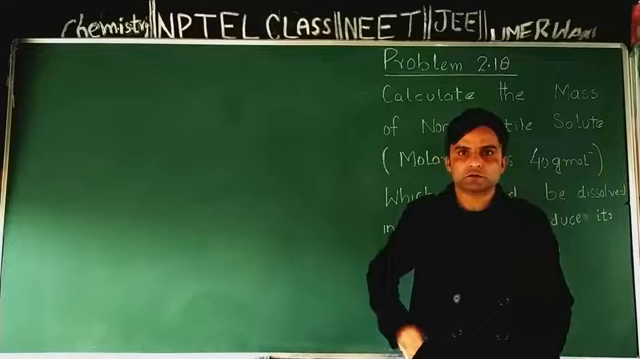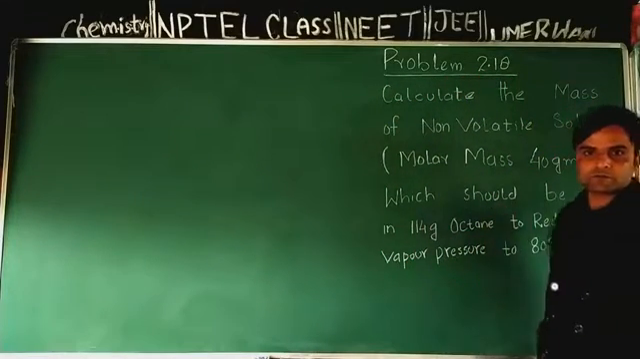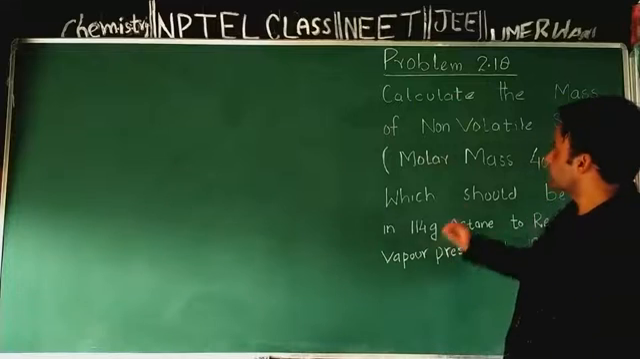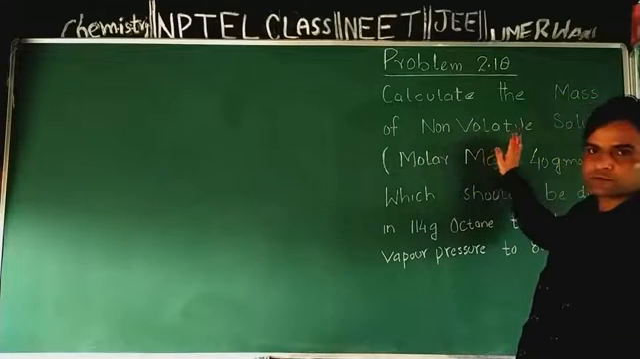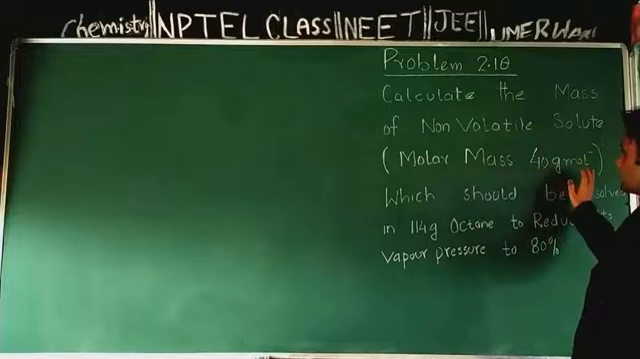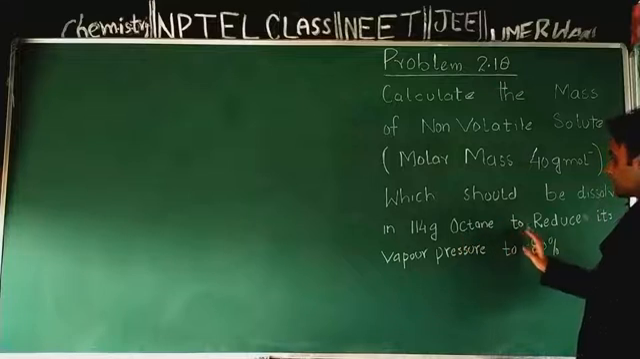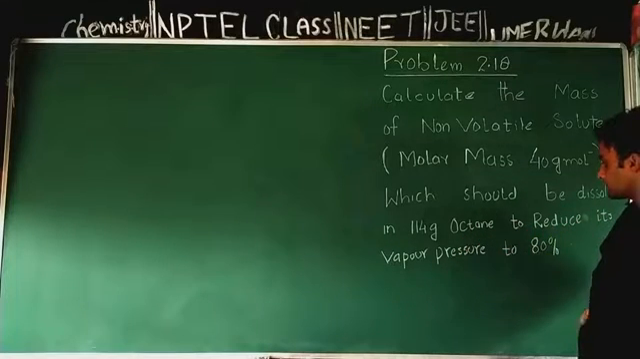Today I am here to solve chemistry class 12th NCERT problem 2.18. Let me read the problem. Calculate the mass of non-volatile solute, molar mass 40 gram per mole, which should be dissolved in 114 gram octane to reduce its vapor pressure to 80%.